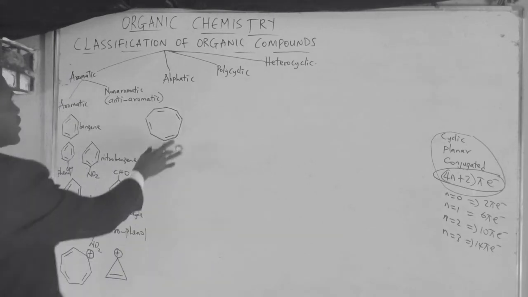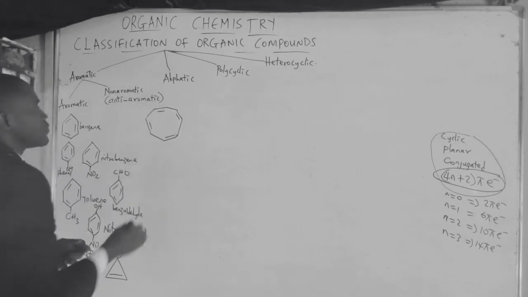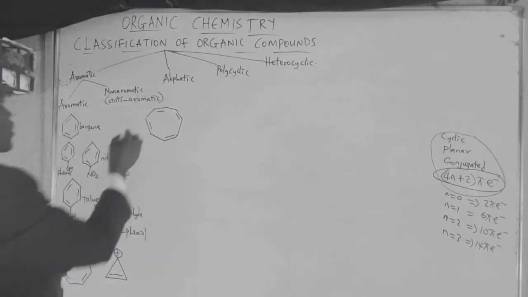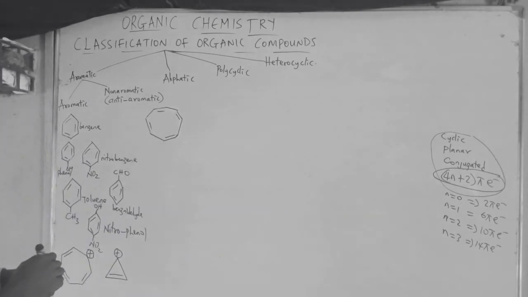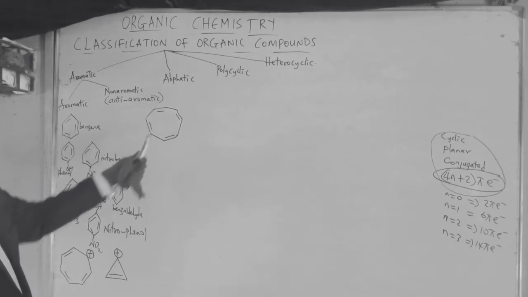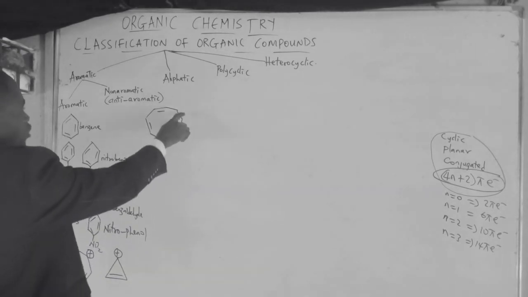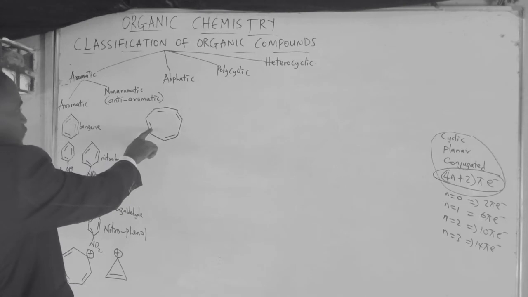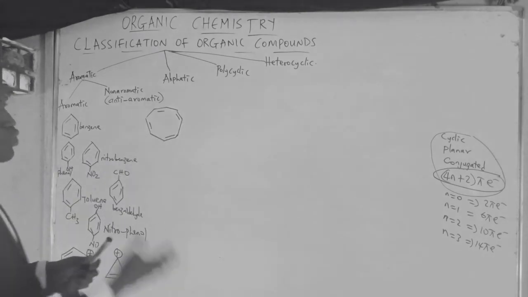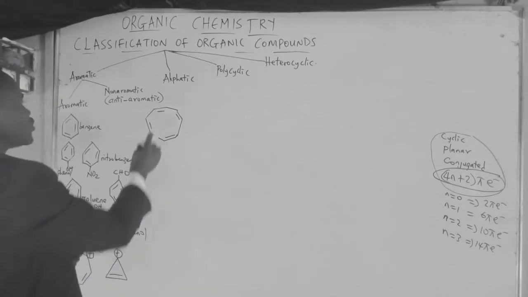So, look at this structure. We ask ourselves, how many pi bond? Is it cyclic? Yes. Is it planar? Yes. Is it conjugated? Yes. Double bond, single bond, double bond, single bond, double bond, single bond, double bond. So it's conjugated. Does it obey Huckel's rule? No. It has 2 pi electron, 4 pi, 6 pi, 8 pi. We don't have room for 8 pi electron.